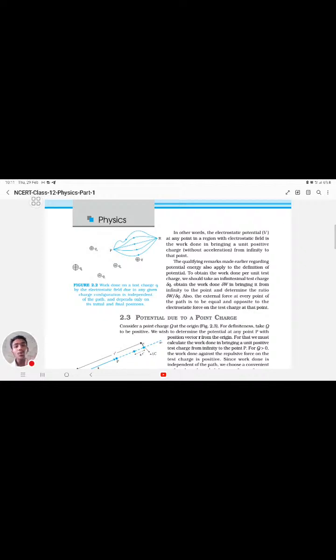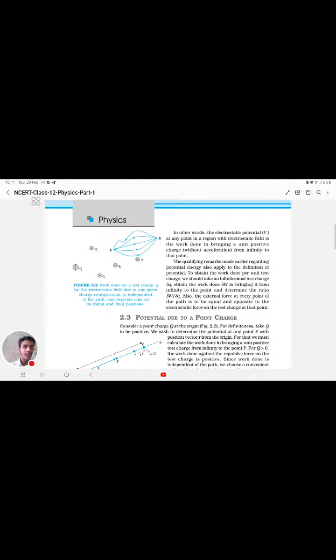We are talking only about a unit positive charge, which means that with respect to the amount of charge you are taking, the amount of work done is going to vary, and with respect to that, the potential will obviously vary. So the qualifying remarks made earlier regarding the potential energy also apply to the definition of potential. What remarks did we make? To obtain the work done per unit test charge, we should take an infinitesimal test charge, first thing. Next, the external force at every point of the path is equal and opposite. So we are taking an infinitesimal point charge, and then we are considering the external force at every point to be exactly equal in magnitude to the electric force produced due to another charge, let's say Q or whatever it is.